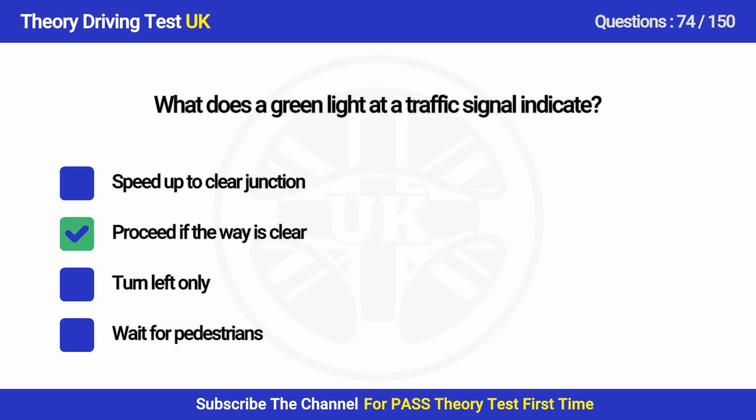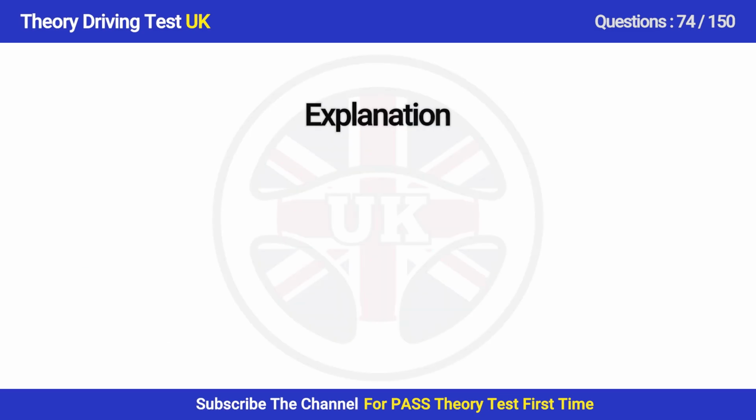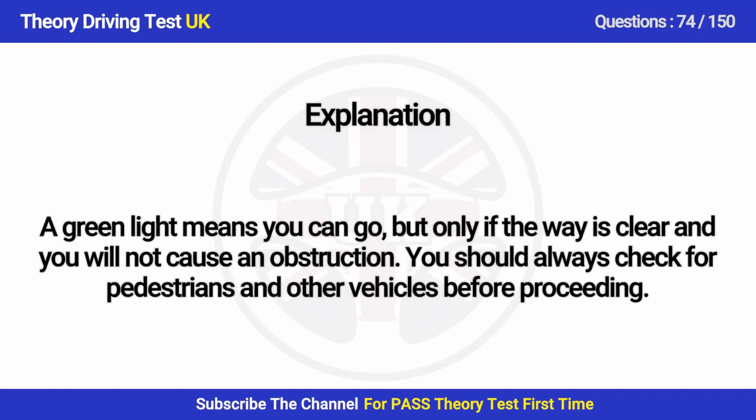Answer is B. Proceed if the way is clear. A green light means you can go, but only if the way is clear and you will not cause an obstruction. You should always check for pedestrians and other vehicles before proceeding.